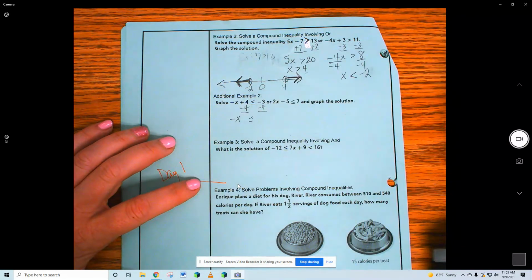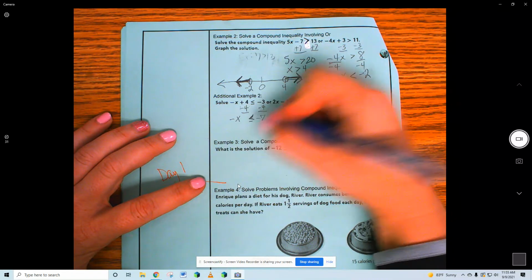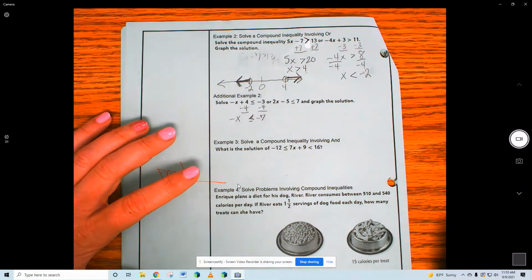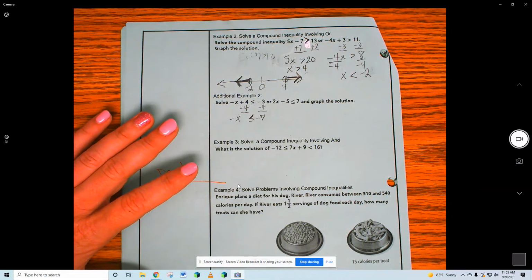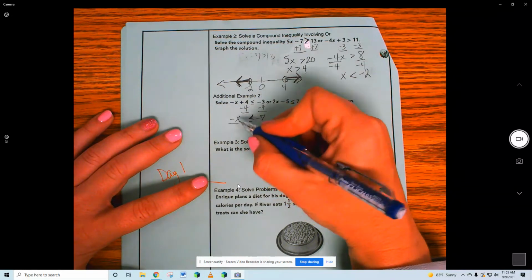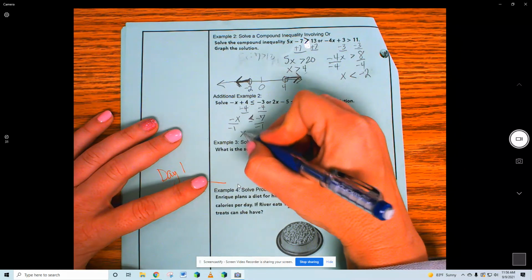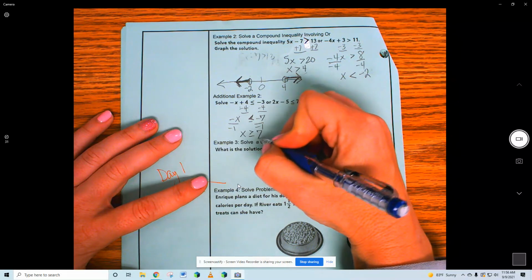So we're doing number 2 now. Let's go. I subtracted 4 from both sides. And how do I get rid of this negative? You are right. Switch the inequality.